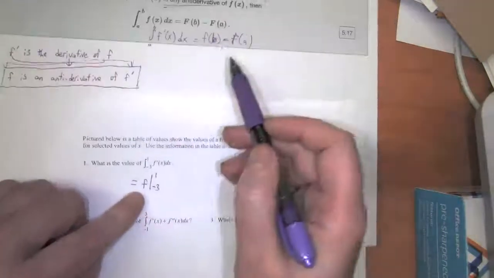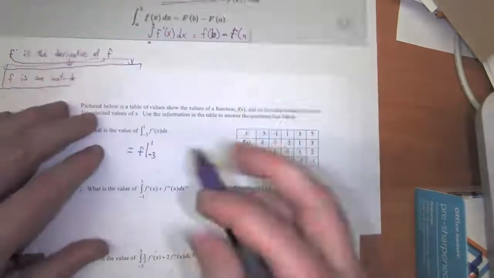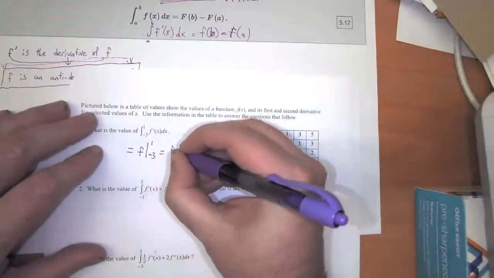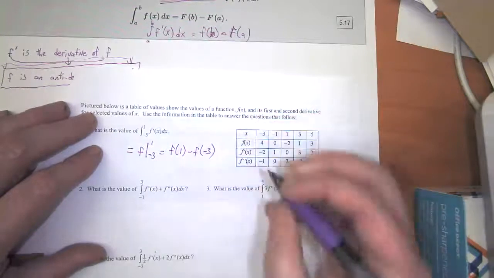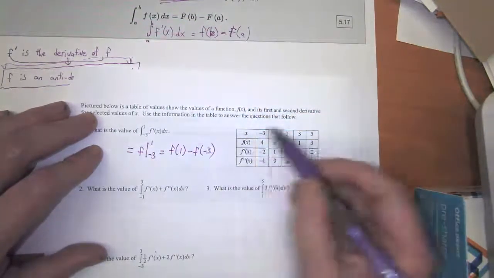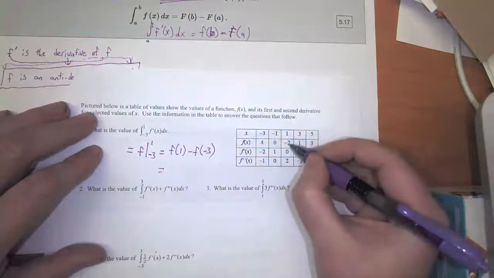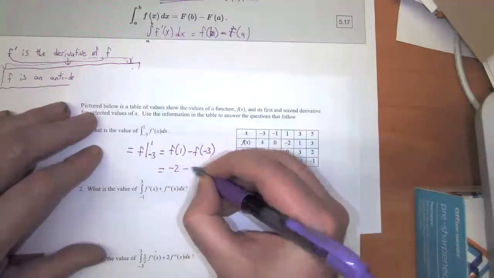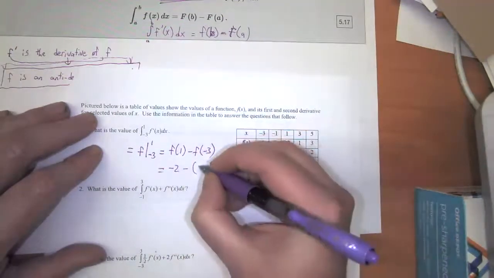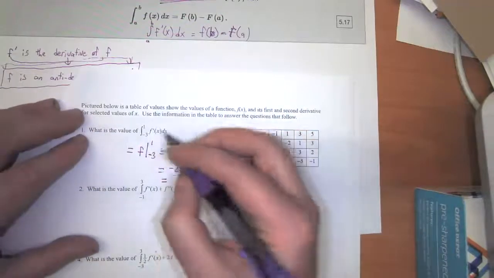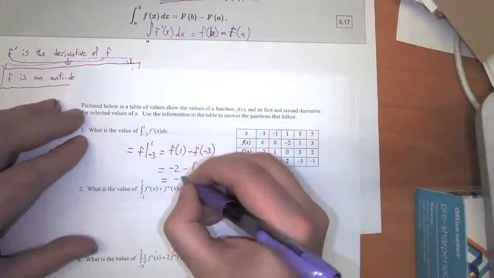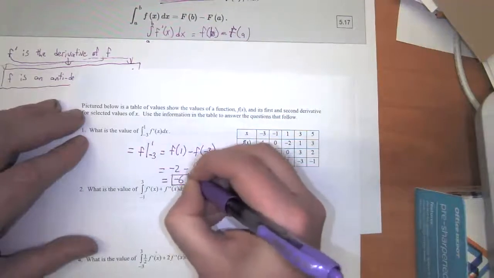So this is just applying the fundamental theorem of calculus. And that's equal to f of 1 minus f of -3, which we can see from this table. f of 1 is -2, and f of -3 is 4. So the value of that definite integral is -6.